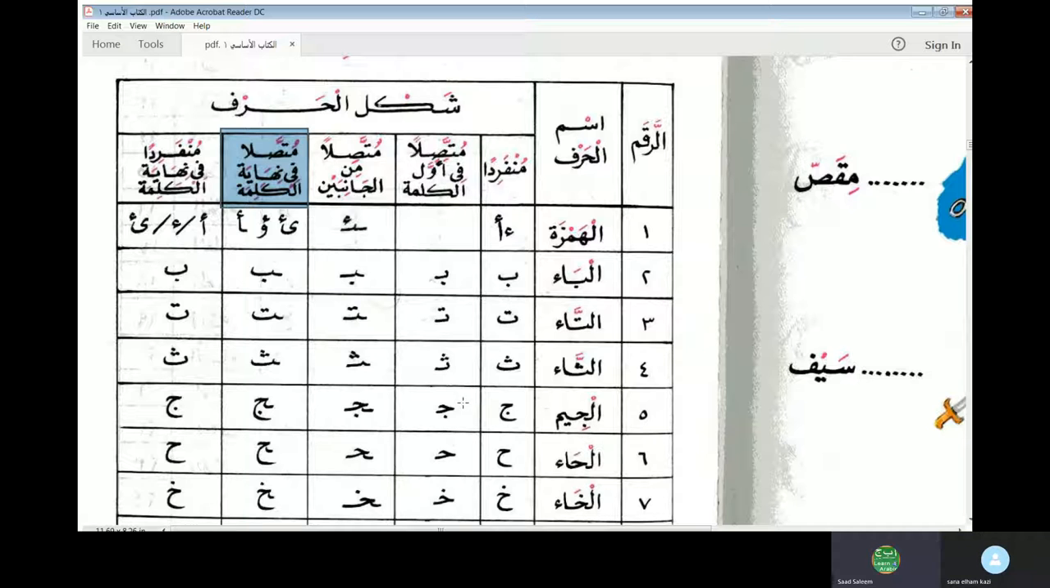And then joined at the end of the word. Nihaya means end. When it is joined at the ending of the word, the shape is like this. Give me an example in which ba is joined at the ending of the word. Oh, okay. Al-bab is separate at the end, it is not joined. Ba is separate, so separate would be the last one, right?